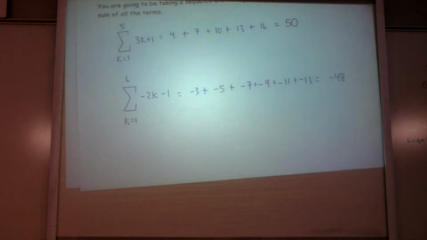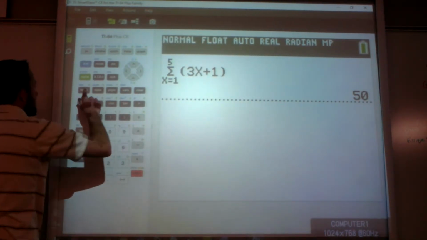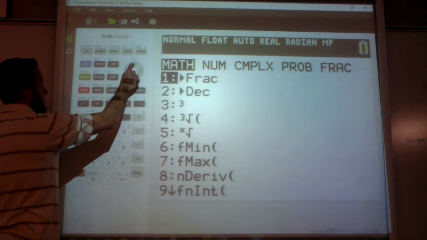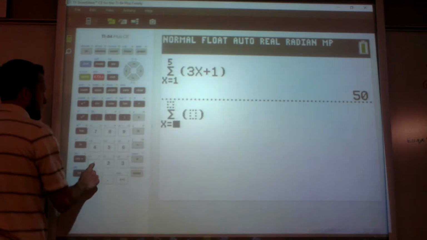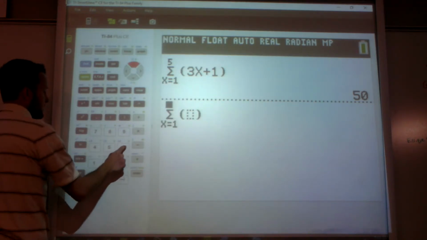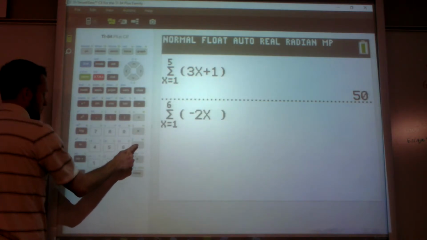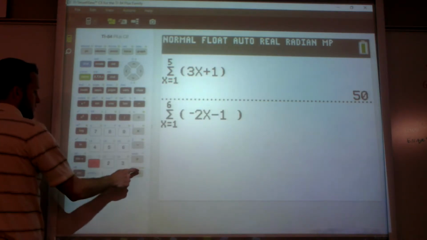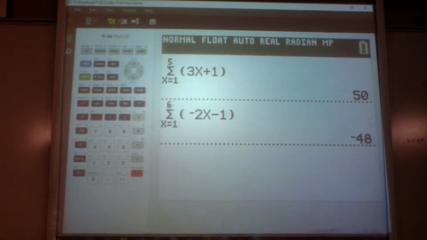Now, how do we check that we did that right? Let's go back to our calculator, and let's practice doing this again. So I go to Math, up, up, up. 3 times Math, up, up, up. And we started at 1, and we went to 6 this time, and we did negative 2x minus 1. And we get negative 48. Is that what we got in our notes?